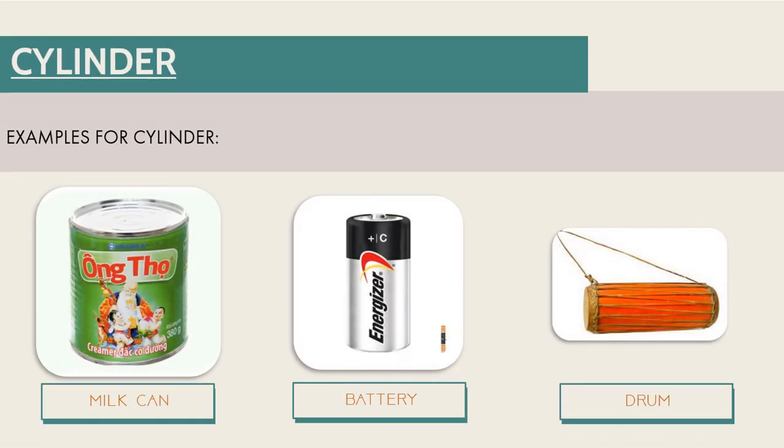Okay, here are my examples for a cylinder. The milk can or a food can are often shaped like a cylinder. A battery and a drum. Of course, there are many more, like glasses, bottles. A lot of things are shaped like a cylinder because a cylinder is quite an ideal shape to contain things.